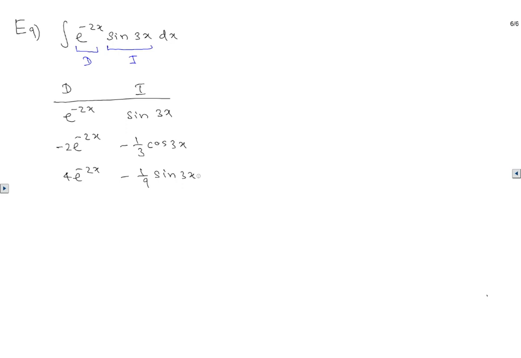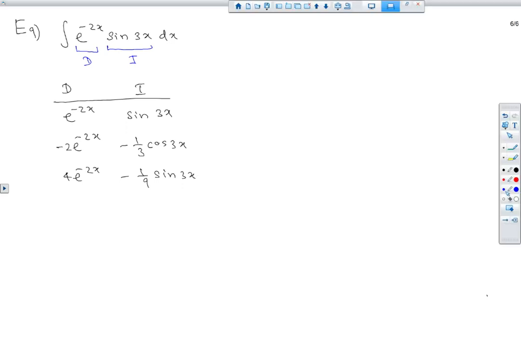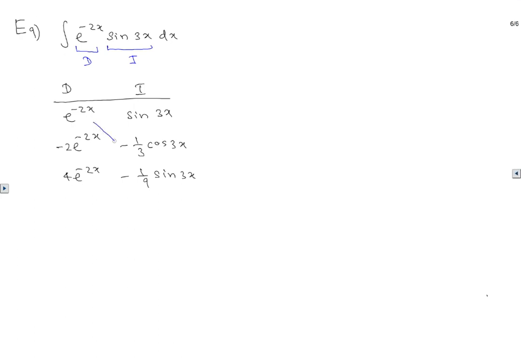So that means this is a good place to stop. So we can stop the tabular at this step. So let's see what we get now. As before, you're going to multiply these two, and then you multiply those two, and also you're going to multiply these two. Okay, so we start with the plus sign, minus sign, plus sign.